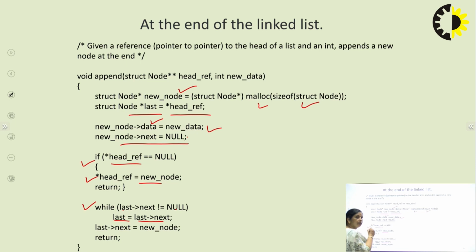How we will identify the last node? Last next will be null. So we'll stop here. Okay. And now we have gone to that node in which last next is null. Now we have created a new node. Now that null will not remain null any longer because it will contain address of the newly created node. Okay, so last next will be new node. So we have inserted at the end. This is insertion at the end of the linked list.